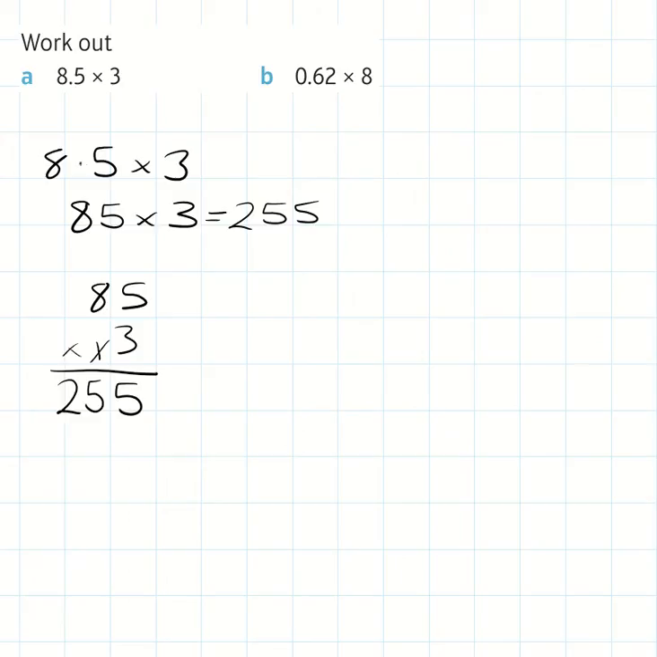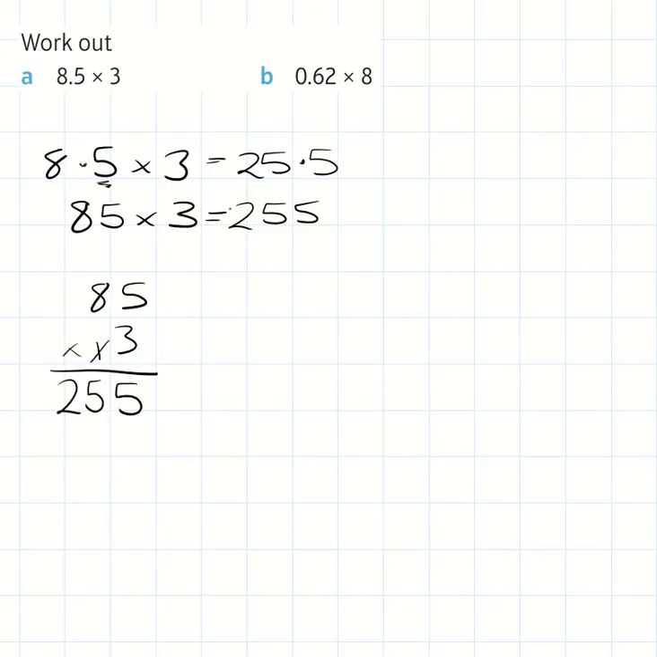Now my question had 8.5. I had one decimal in my question, or one decimal number in my question, should I say. That means when I write my answer, I should put one decimal number back in my answer. So I'm going to put a decimal after the first 5 to make it 25.5.